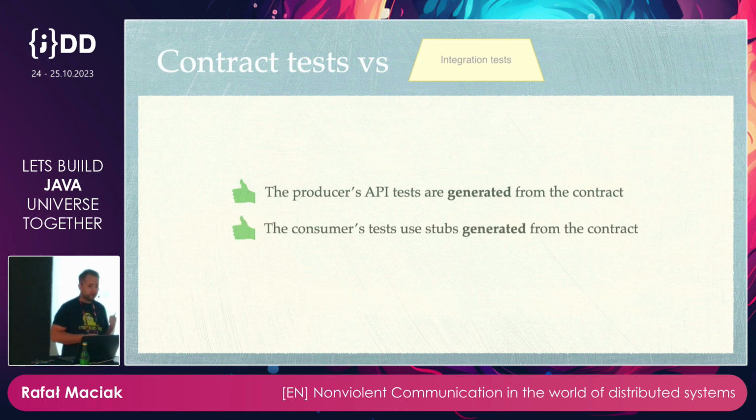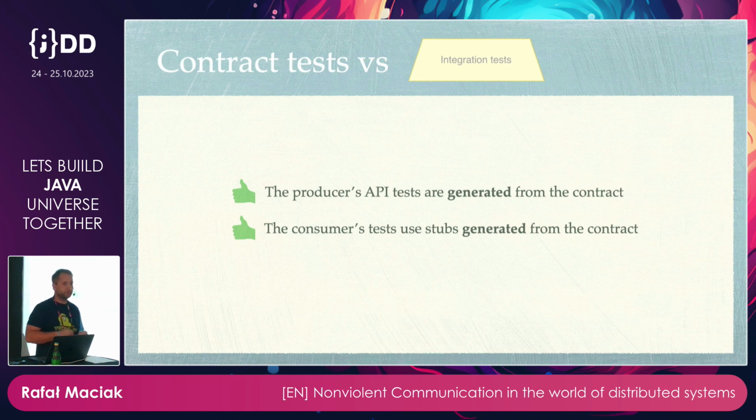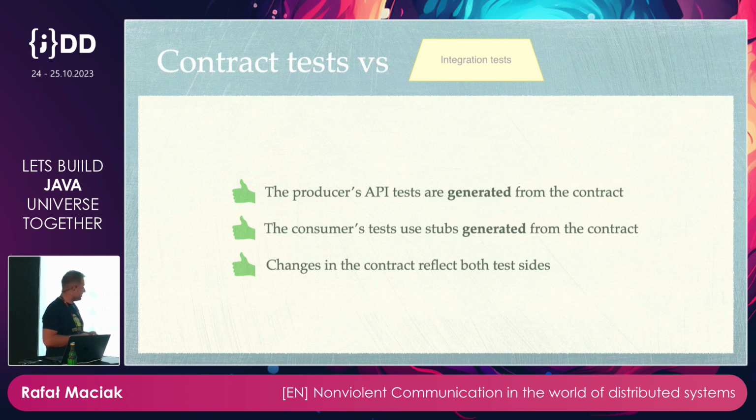On the other side, on the consumer, we still need to implement the test. However, from the contract, there is the stub generated, so we also don't need to provide it. And as you can see, the test on the producer side and the stub on the consumer side are generated from exactly the same contract. So this ensures that if any side of the communication changes the contract, it reflects actually both sides.